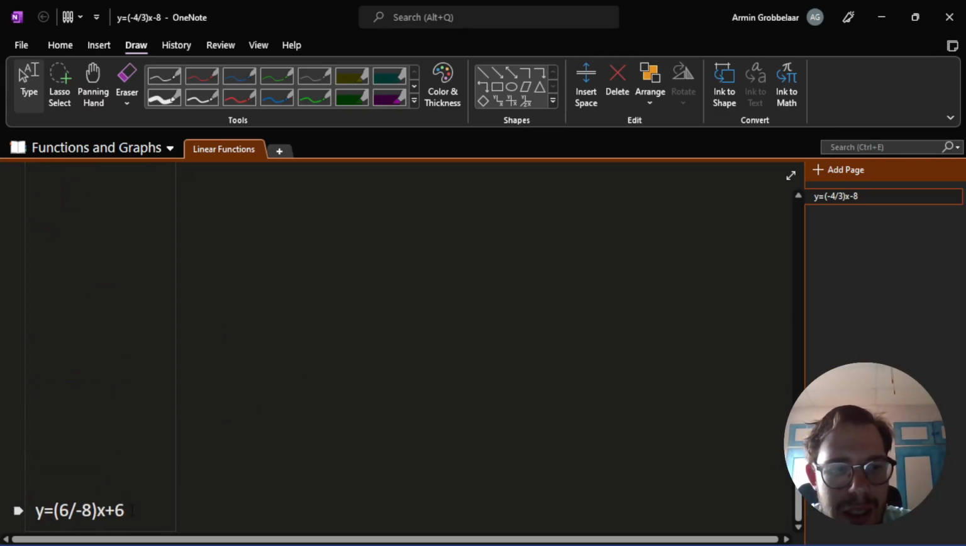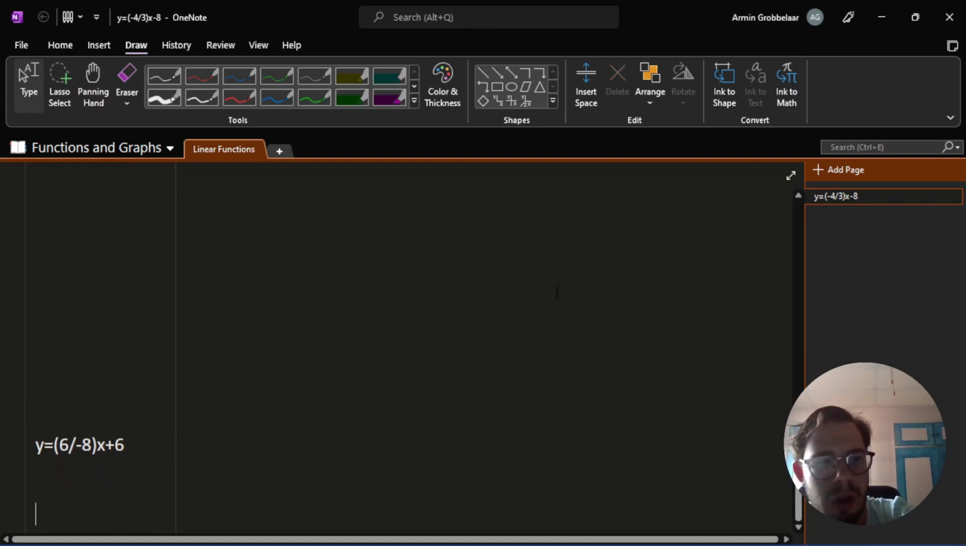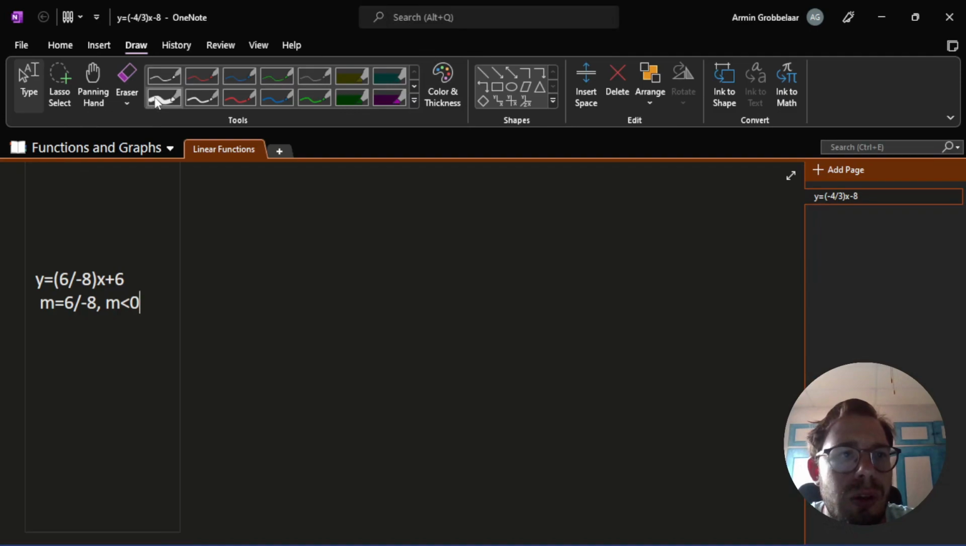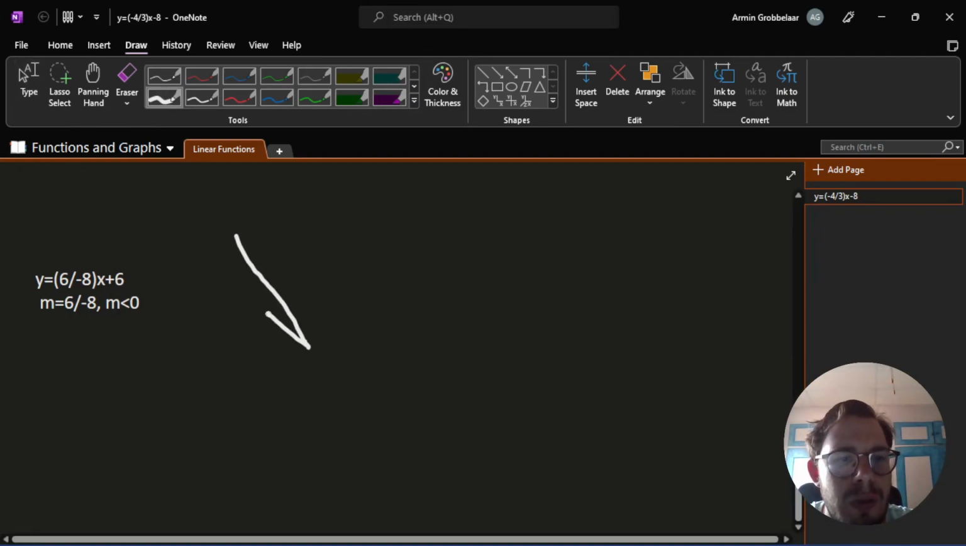So you can see here we have the graph y is equal to 6 divided by minus 8x plus 6. So here you can see m is equal to 6 divided by minus 8. So m is less than 0. So you know we'll have a negative gradient.